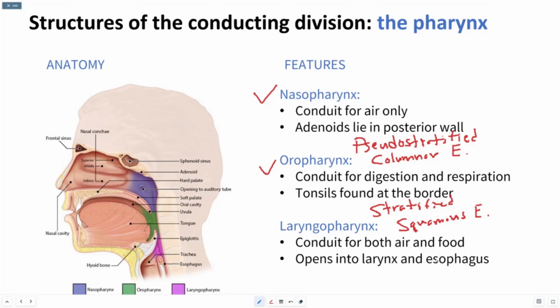And then the laryngopharynx is also composed of mostly stratified squamous epithelium. The laryngopharynx is the inferior, most narrow region of the pharynx, extends from the level of the hyoid bone, and is continuous with both the larynx and the esophagus. It serves as a passageway, again, for both food and air. It is also lined with mostly stratified squamous epithelium.